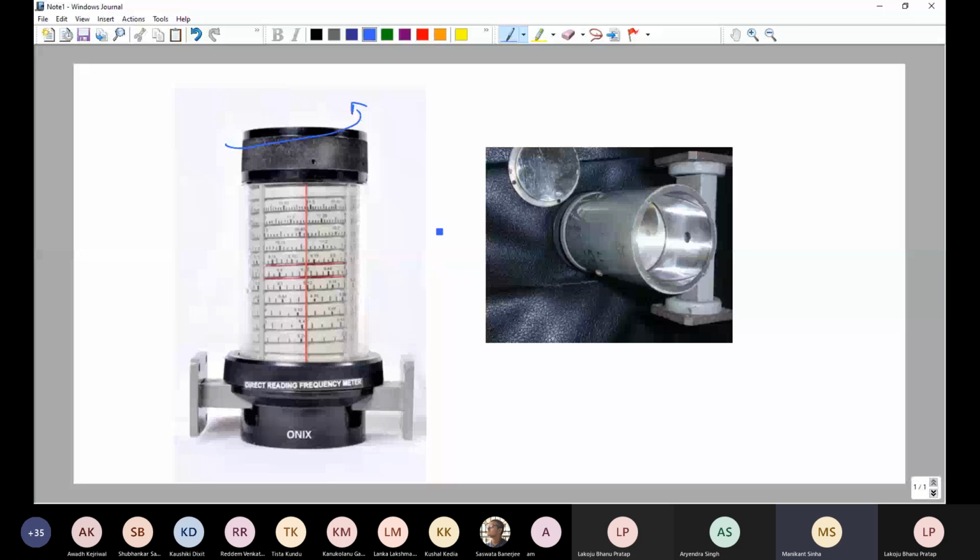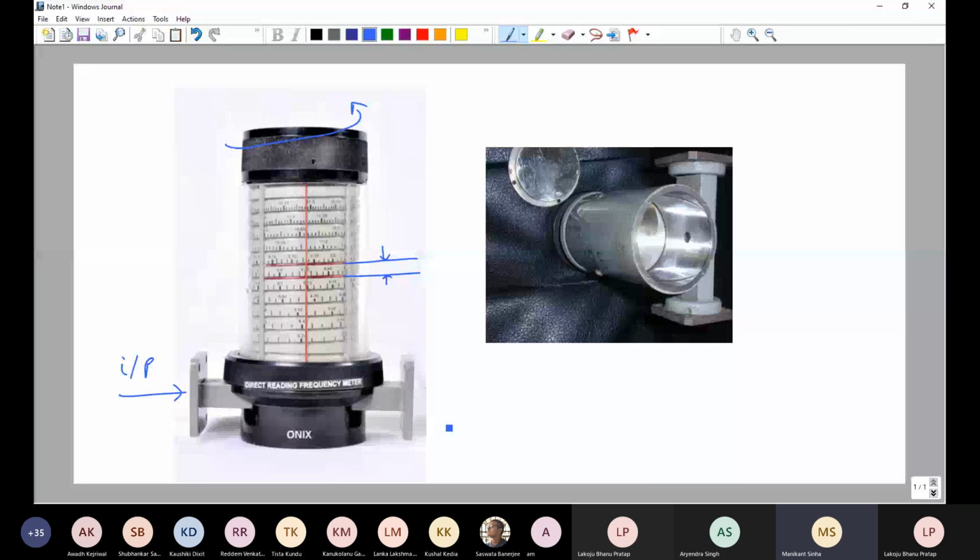And then you see the scaling. It can measure frequency in the X band range. X band range is typically from 8.4 to 12.2 gigahertz. So it can measure frequency in this range. Yeah, Banu has also marked.